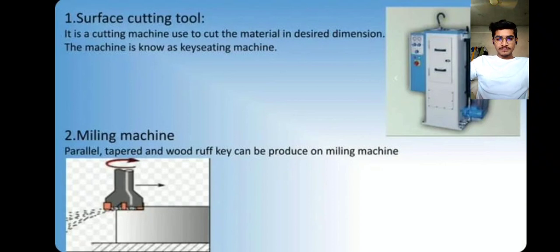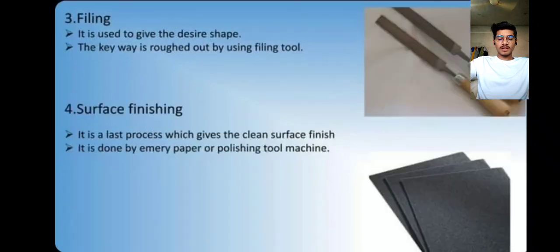Milling machine. Parallel, tapered, and woodruff keys can be produced on a milling machine. Filing. It is used to give the desired shape. The keyway is roughed out by using a filing tool. The fourth is surface finishing. It is the last process which gives the clean surface finish. It is done by emery paper or polishing tool machine.